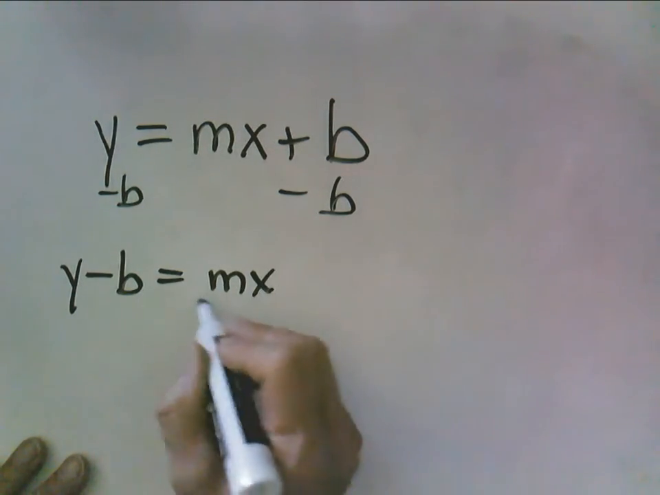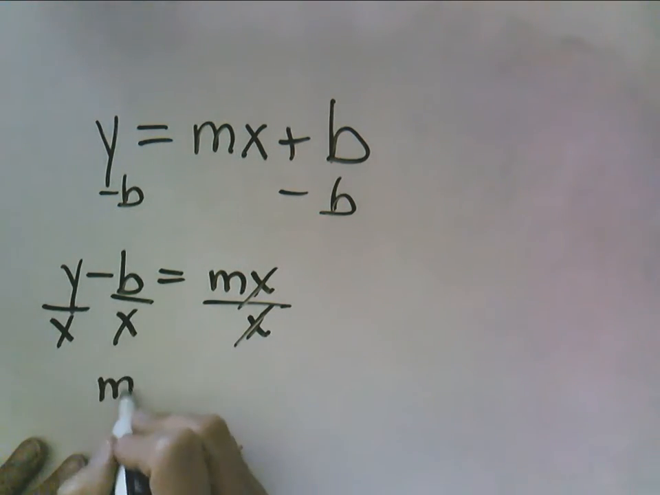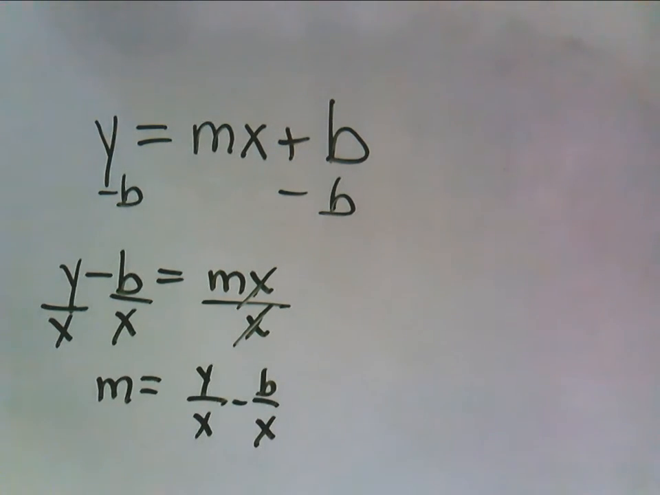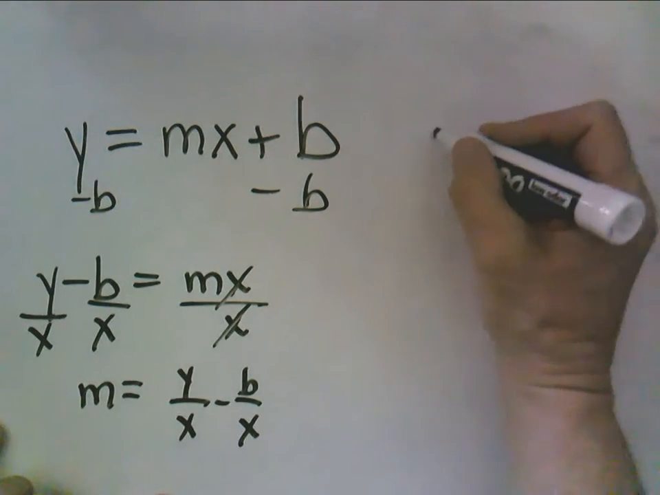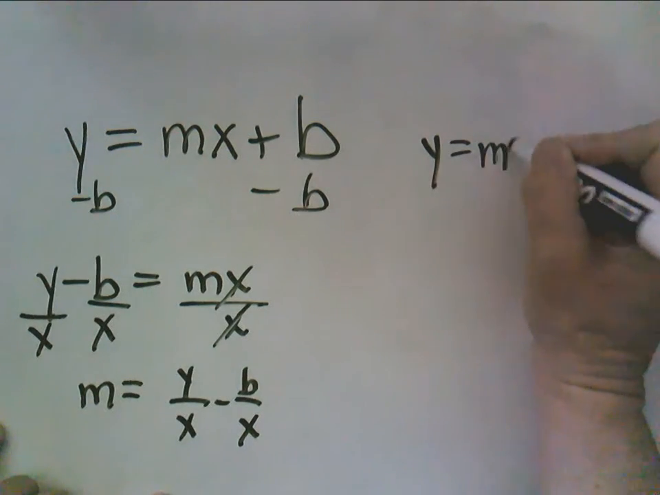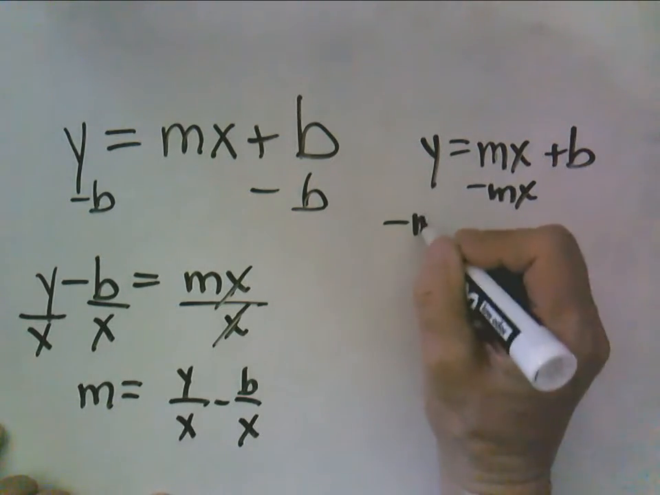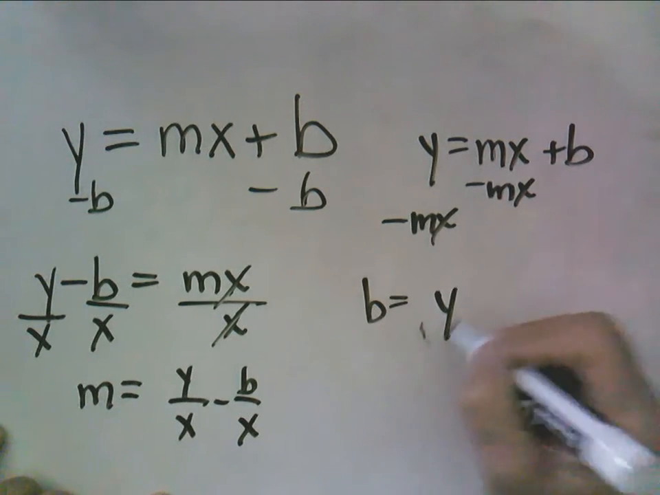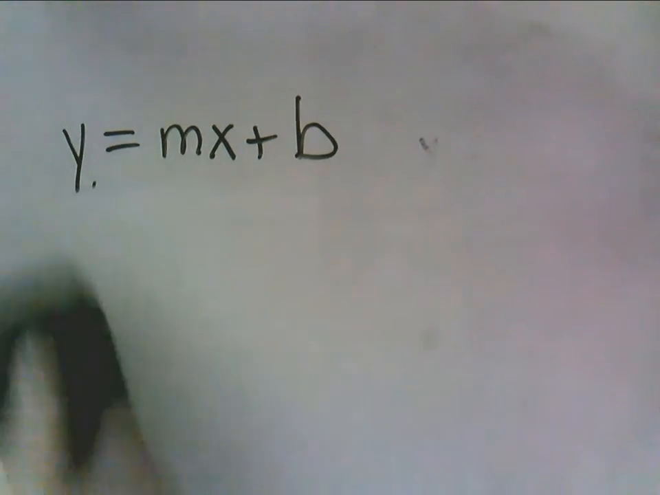Now, we want to get rid of the x, so we divide this by x, we divide this by x, we divide this by x, and we get m equals y over x minus b over x. Looks strange, but it's correct. Now, suppose we want to solve for b. That's going to be a little easier because we just subtract mx from both sides, and we get b equals y minus mx.